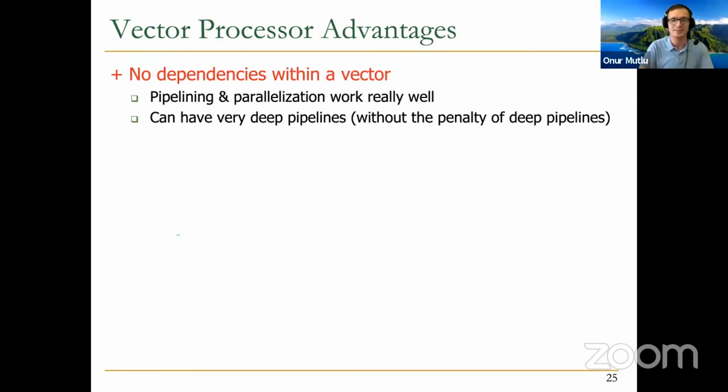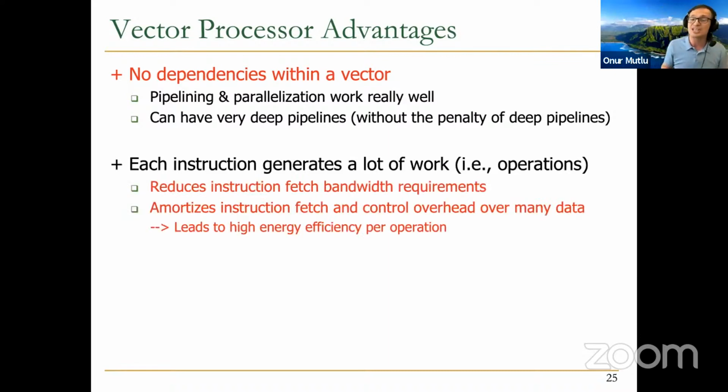Okay, let's talk about advantages and disadvantages of vector processors before we go into more detail and program these a little bit. So there are no dependencies within a vector, so pipelining and parallelization work really well. As a result, you can have very deep pipelines without the penalty of deep pipelines because there are no control flow dependencies, no data dependencies. Remember, these are the problems with pipelines. Resource dependencies still exist, so you need to solve them somehow. And each instruction generates a lot of work, a lot of operations. So this reduces the instruction fetch bandwidth requirements.